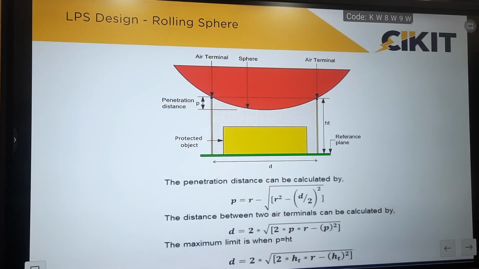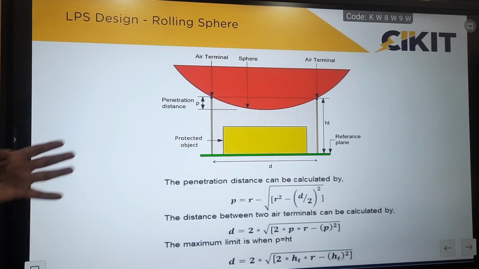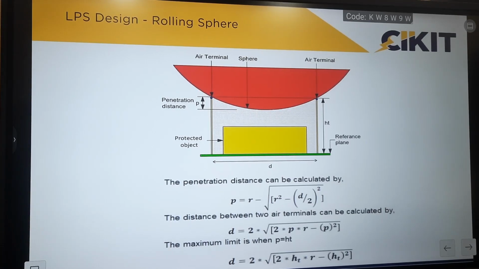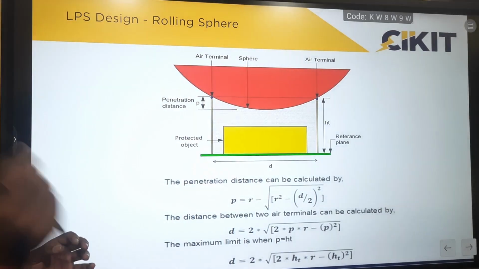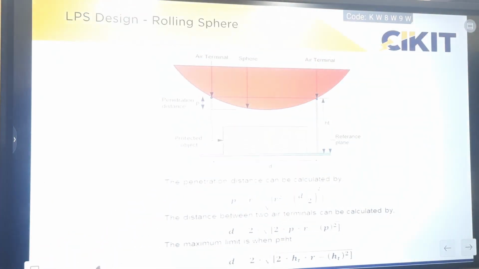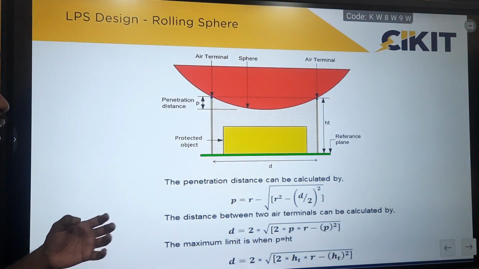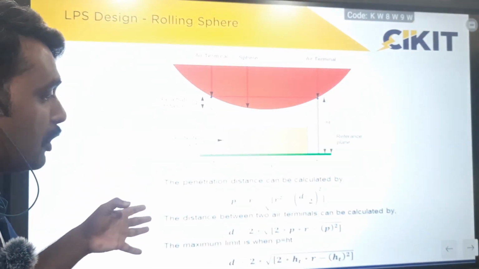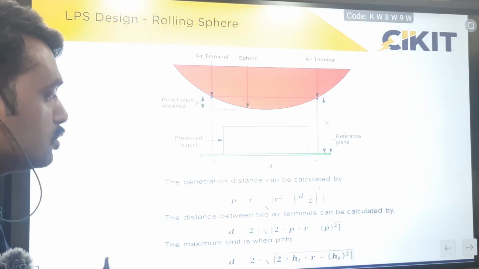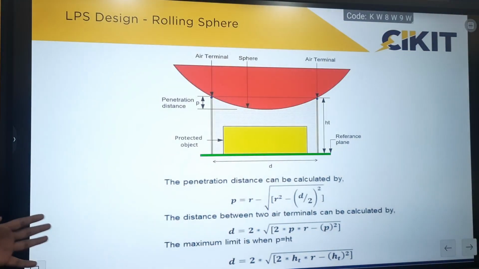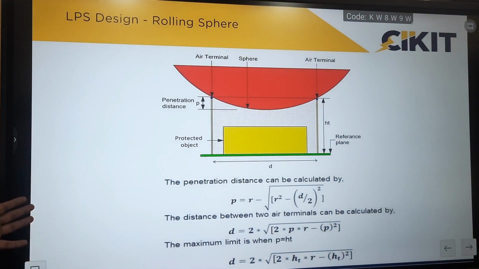So here we are calculating the maximum distance between two air terminals, and we are not calculating the radius of protection provided by one air terminal. In the protection angle method, we calculate the radius of protection of only one air terminal, but in the rolling sphere method, we calculate the area protected by two air terminals. So what can be the maximum distance between the two air terminals? That is what we are calculating here.